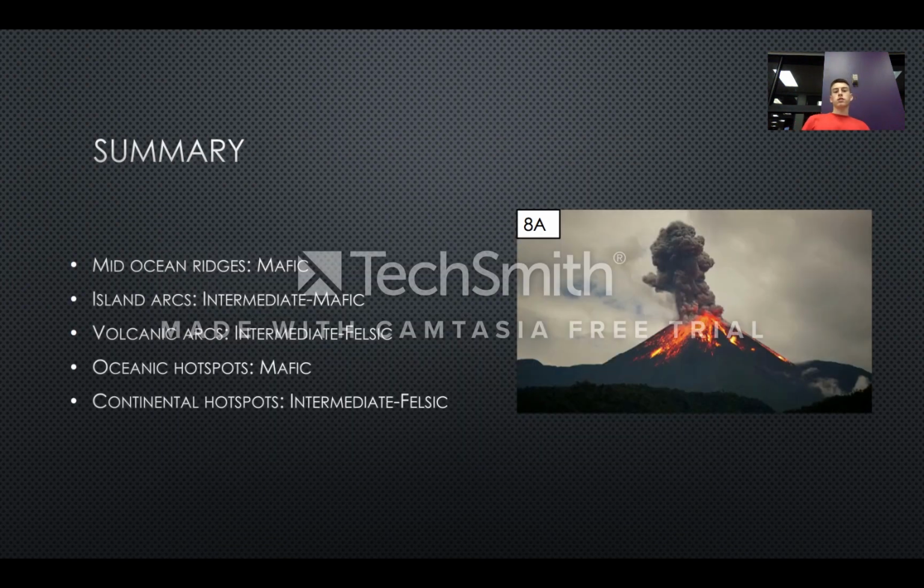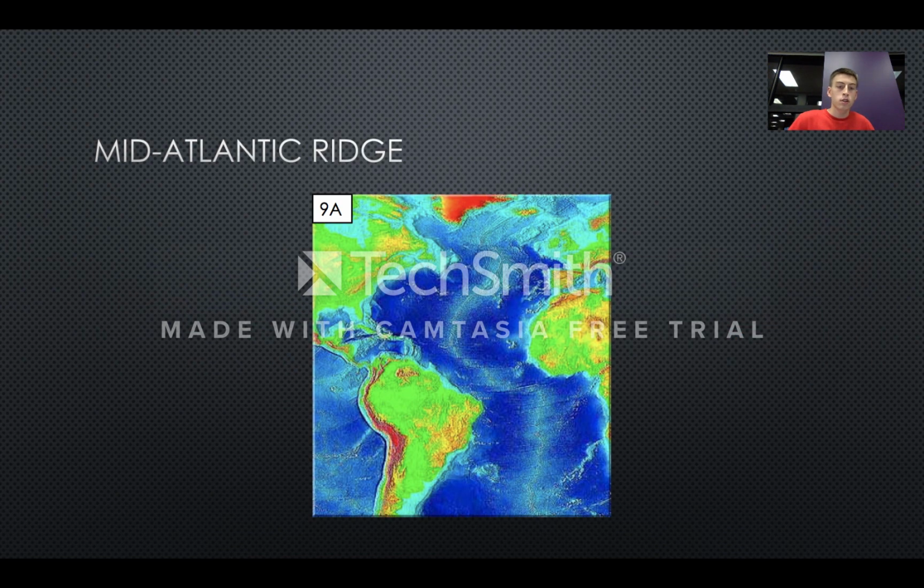So to summarize, mid-ocean ridges create mafic magma. Oceanic subduction zones create island arcs with intermediate mafic magma. Continental subduction zones create volcanic arcs with intermediate felsic magma. Oceanic hotspots create mafic magma, and continental hotspots create intermediate felsic magma. So now let's look at some examples.